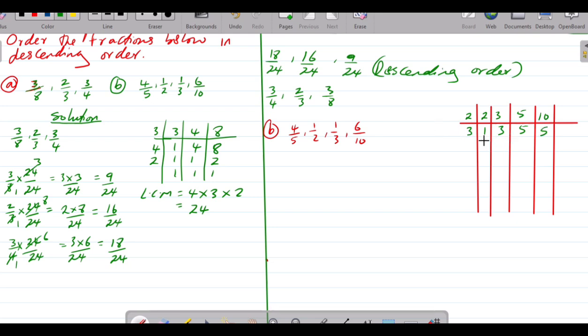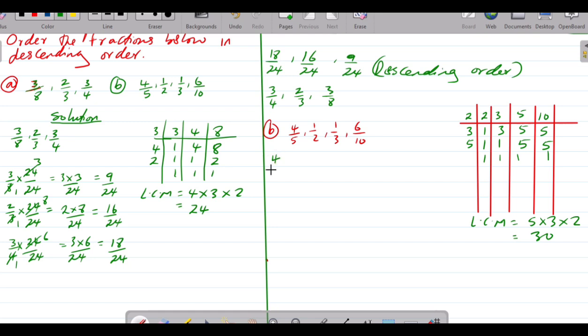3 can go here, 3 in 3 is 1. 3 cannot go in 5, you write your 5 in. 5 can go in 5, 1, 1, 1, 1. So my LCM here is going to be 5 times 3 times 2. 5 times 3 is 15. 15 times 2, that's going to give us 30. So 30 is our LCM here.